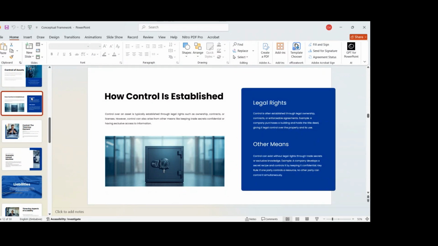On the legal rights, control is often established through legal ownership, contracts, or enforceable agreements. For example, a company purchases a building and holds the title deed. So this gives it legal control over the property and its use. Then other means: control can exist without legal rights through trade secrets or exclusive knowledge.